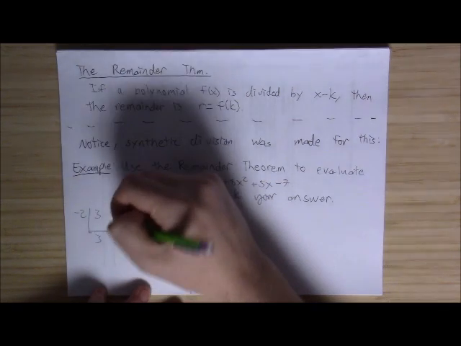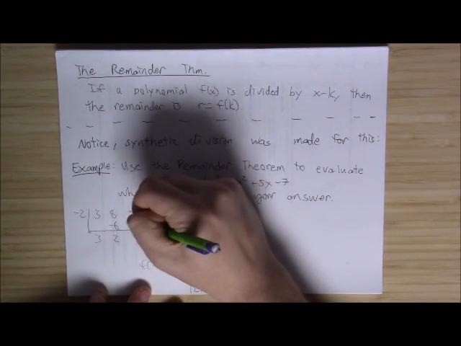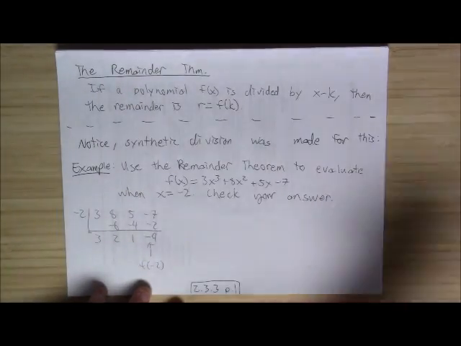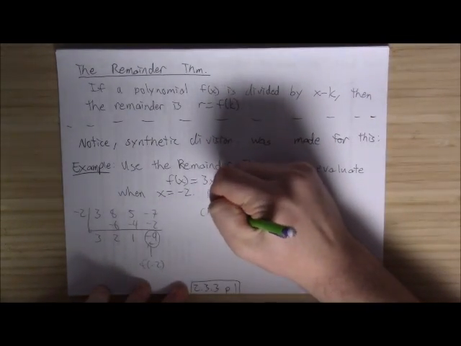3 comes down, 3 times -2 is -6. Add, multiply, add, multiply, add. So f of -2 should equal -9. But let's just check that to make sure.